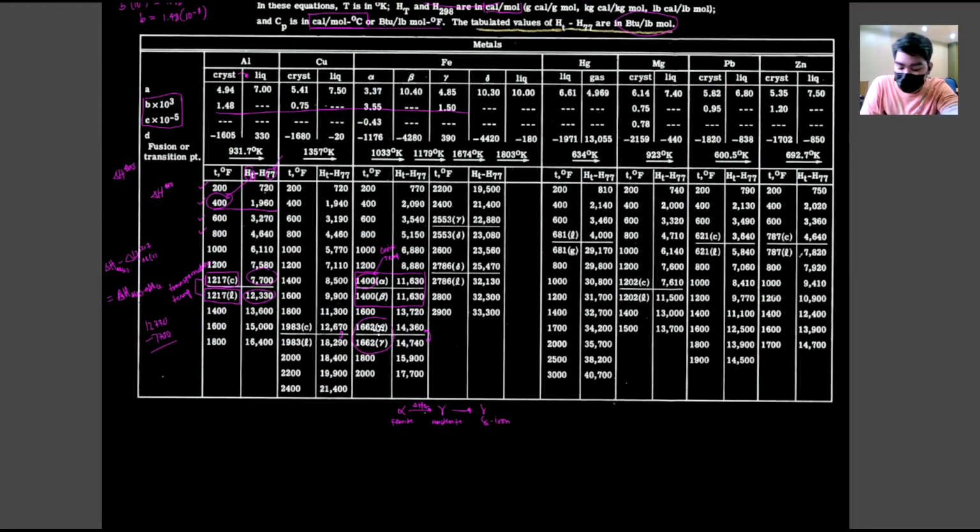Ito, 2,000 pa rin. Isasama nyo pa rin yung beta na loop din. So kumbaga meron pa kayong magiging FE, alpha to beta, tapos akyat, FE, beta to gamma, tapos akyat ulit, FE, gamma to delta. Okay? So, yun.